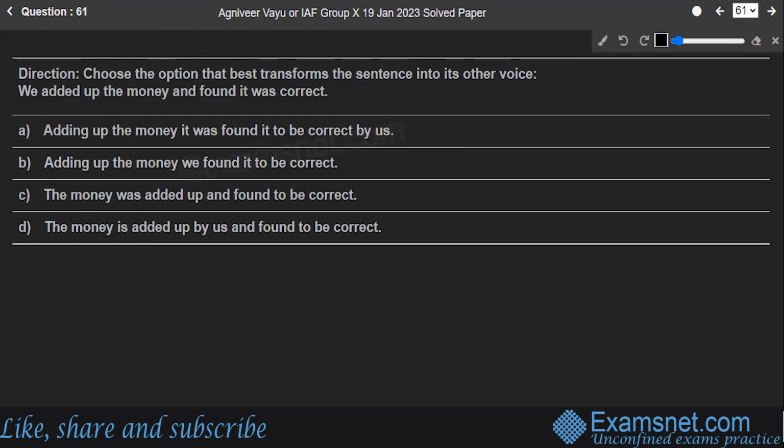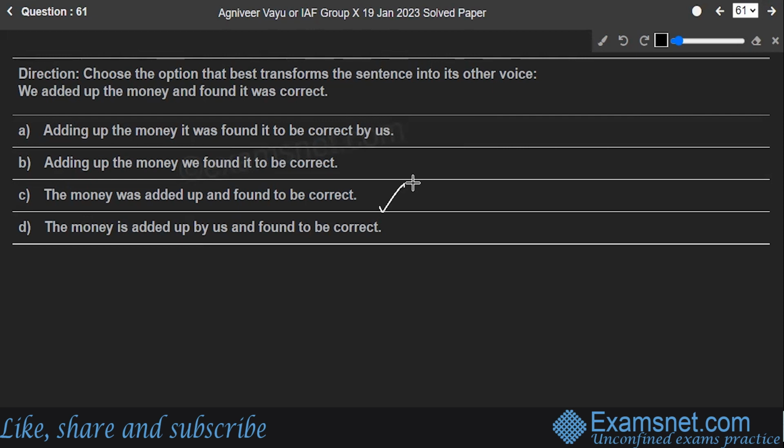So you have to choose the option that best transforms the sentence into other voice. We added up the money and found it was correct. Adding up the money, it was found to be correct by us. Okay, adding up the money, we found it to be correct. Next, the money was added up and found to be correct. Okay, the money is added up by us and found to be correct. When I read all of these sentences, the correct one sounded to me like option C. The money was added up and found to be correct.